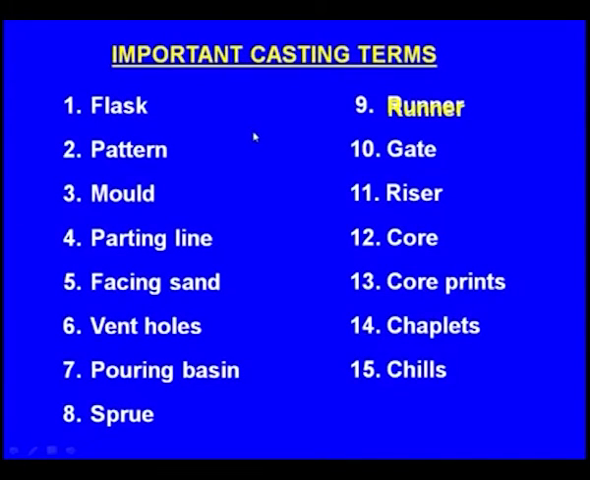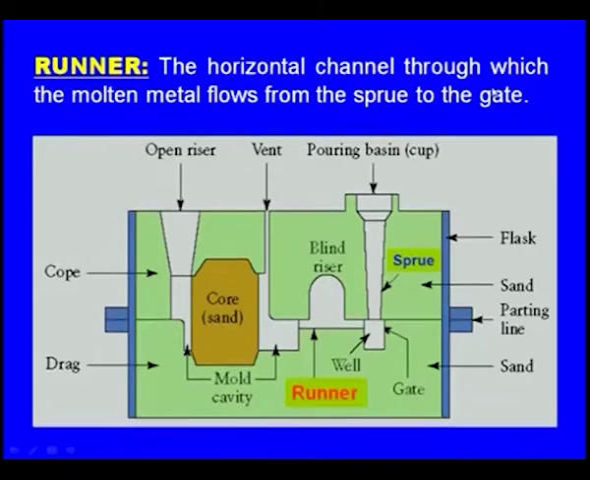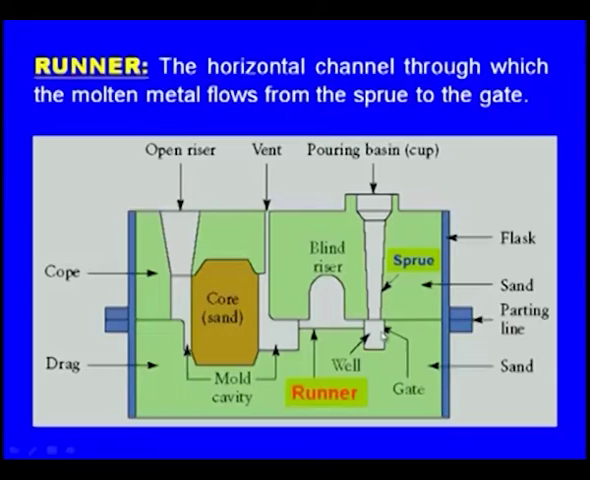Next, let us see the runner. A horizontal channel through which the molten metal flows from the sprue to the gate. So, this is the pouring cup we have seen, and this is the sprue, the vertical passage. Initially the molten metal is poured into the pouring basin and it passes through the sprue, and here is another part, that is the sprue well, and it comes here, then it passes through the runner. Finally, it enters into the mould cavity. This horizontal passage is known as the runner.